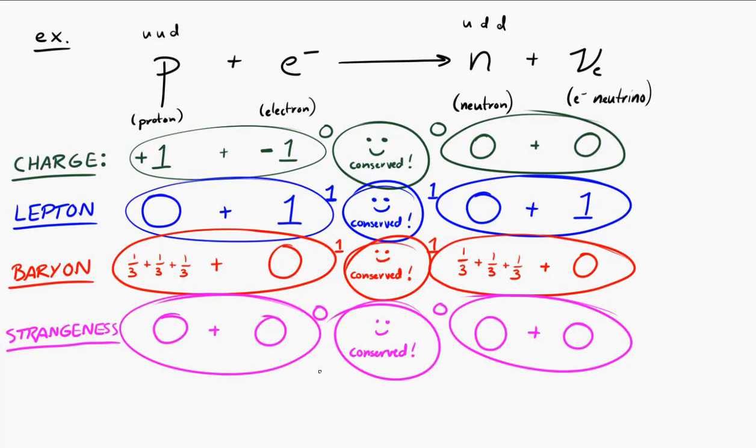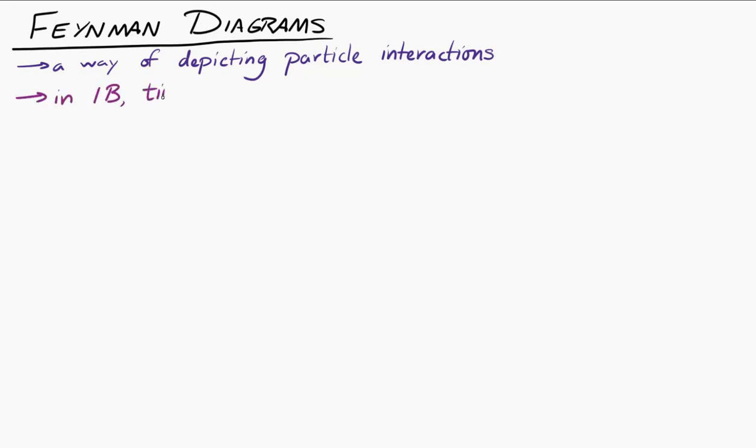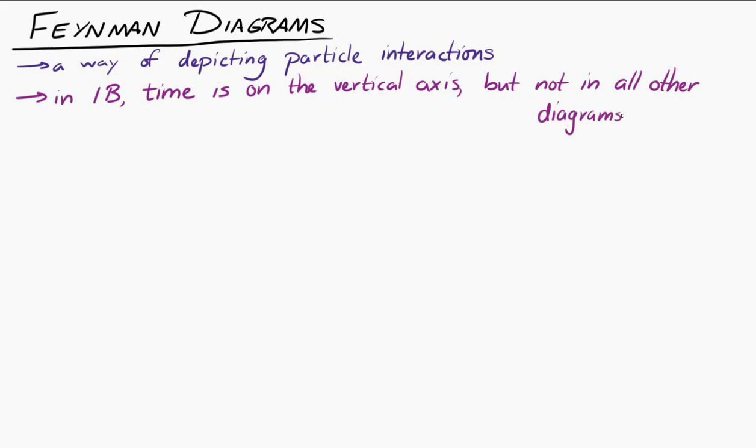Okay. Now, one way to depict these interactions between particles is with something called a Feynman diagram, named after Richard Feynman, a famous physicist. It's a way of depicting particle interactions. Now, this can be a little tricky because in IB, time is usually on the vertical axis in these diagrams, but that's not always true, so you have to be careful. You have to make sure you look at the diagram carefully to determine which way time is moving.